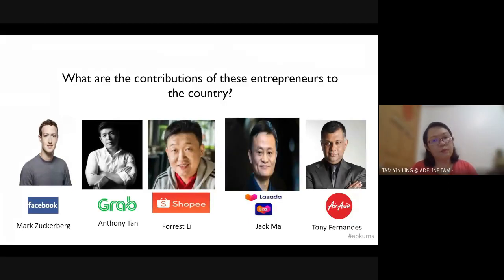3 years, very fast. 1 more year, you will graduate. 1 more year, satu tahun lebih lah. I don't say about 2 years lah. 2 years, you will graduate. So by the time you graduate, mungkin recession.